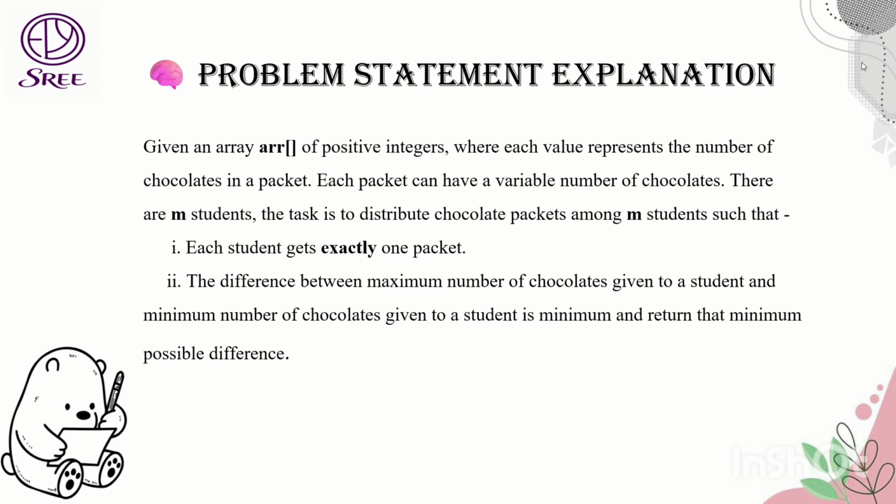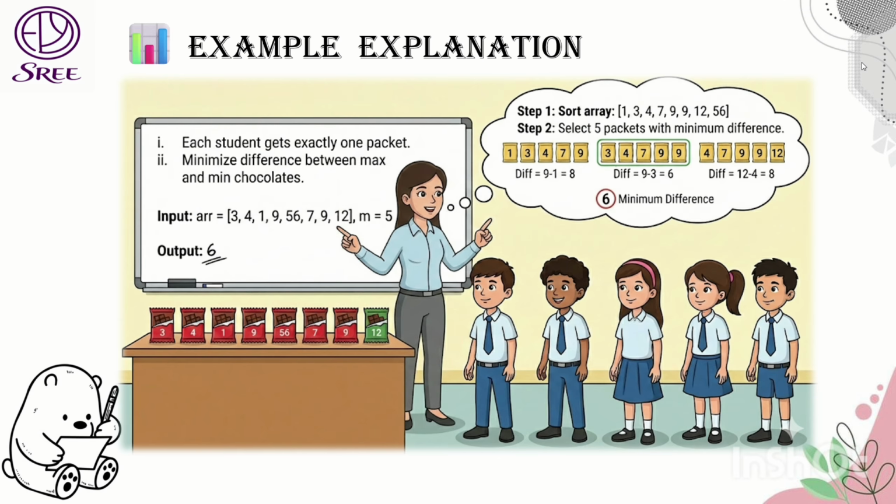Now, let us understand this problem using an example. This is the array they have given: 3, 4, 1, 9, 56, 7, 9 and 12, and the number of students is 5. Firstly we need to sort the array. So we get 1, 3, 4, 7, 9, 9, 12, 56. And now we select 5 packets.